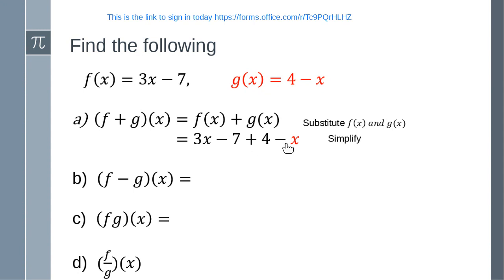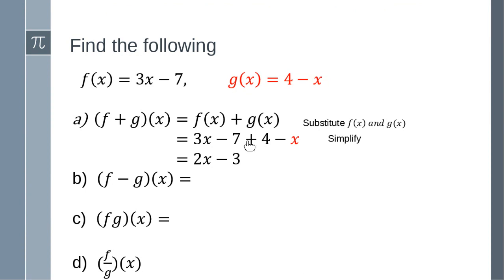So I have a 3x with the x. 3x minus x is going to give me 2x, and minus 7 plus 4 is going to give me a negative 3. So the addition of function f with function g is just 2x minus 3. This is straightforward.